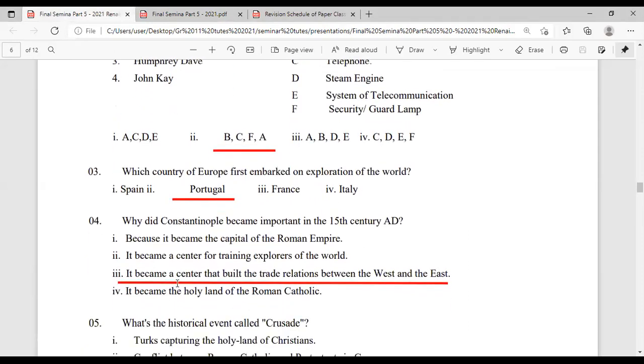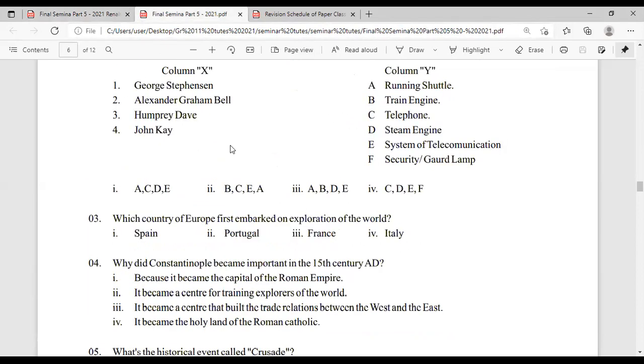What is the answer? Yes, the third answer. It became a center that built the trade relations between the West and the East. Fifth question.